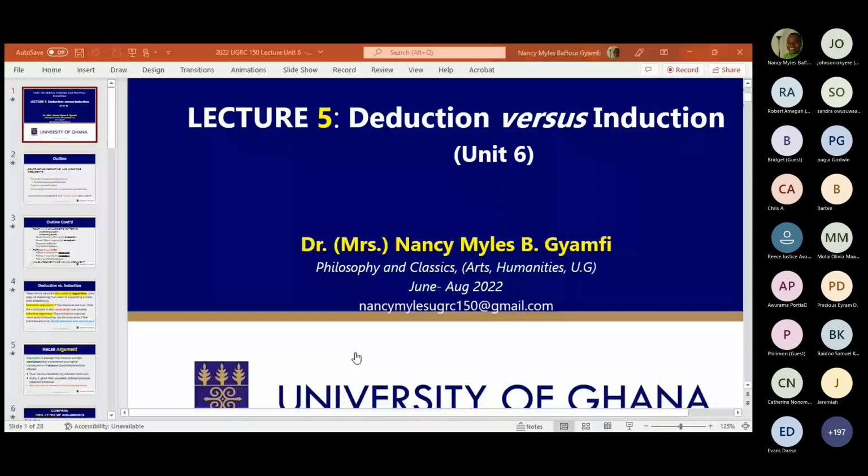Please go ahead. Last week we learned about the two types of arguments, the deductive argument and the inductive argument. We saw that for the deductive argument, if the premises are true, then the conclusion is also naturally true. Then for the inductive, we said that the conclusion may not necessarily follow, even if the premises are true. Then we looked at examples of the inductive and the deductive.